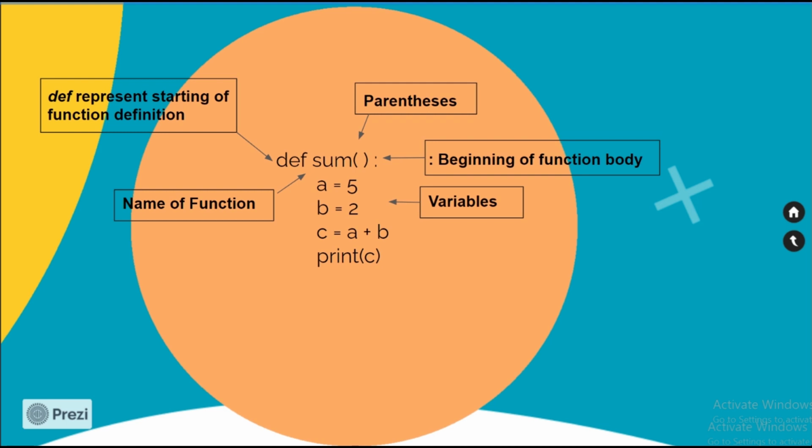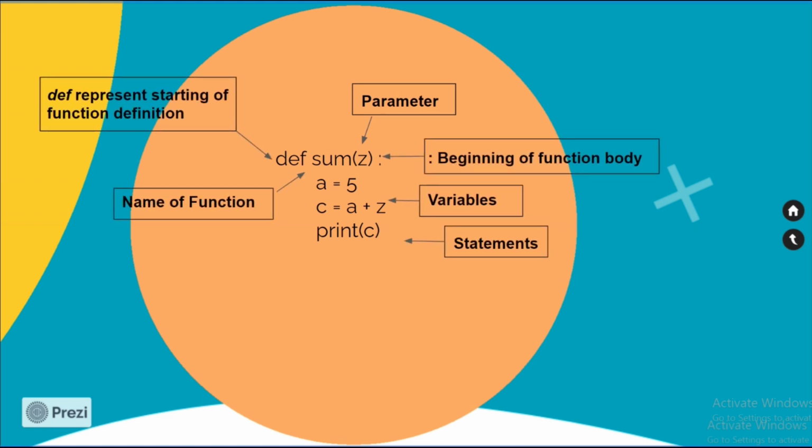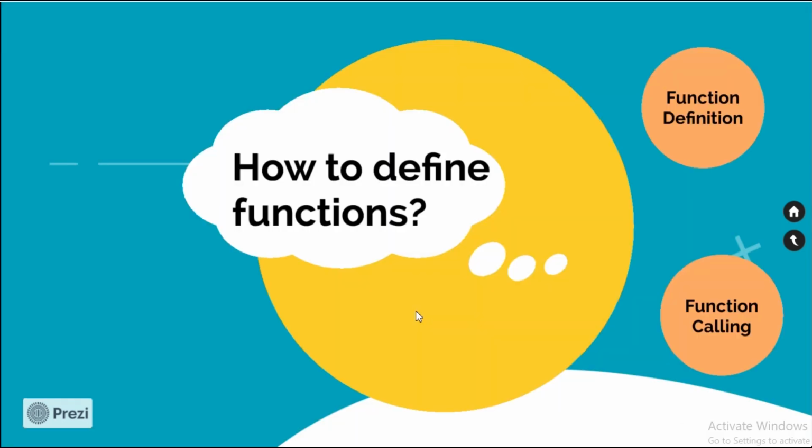Here a and b are the local variables, and c is equal to a plus b and print c are statements. This is another function. Here I pass z as a parameter to the function. So z is a parameter passed to the function and all the rest is the same. Function calling.